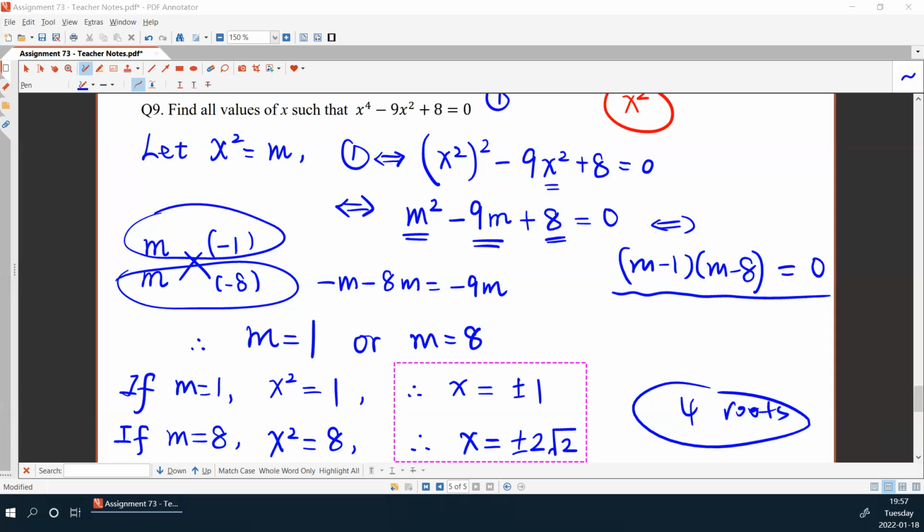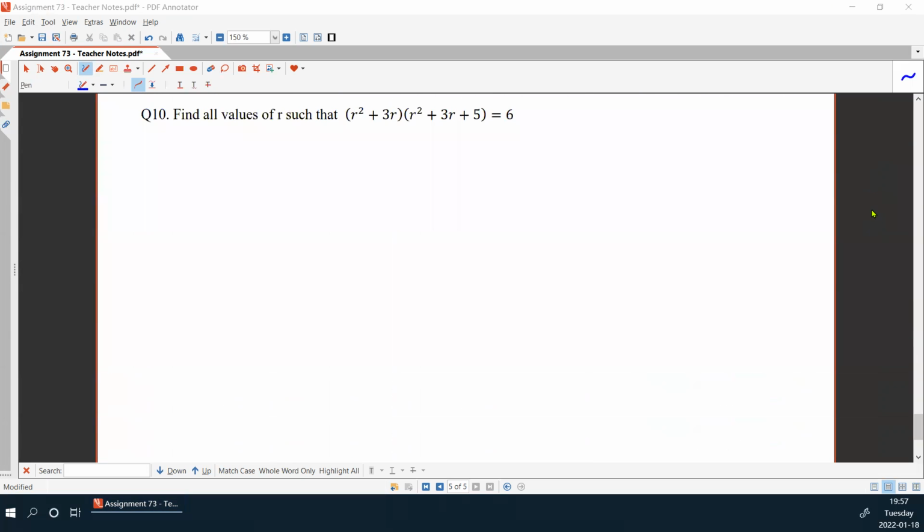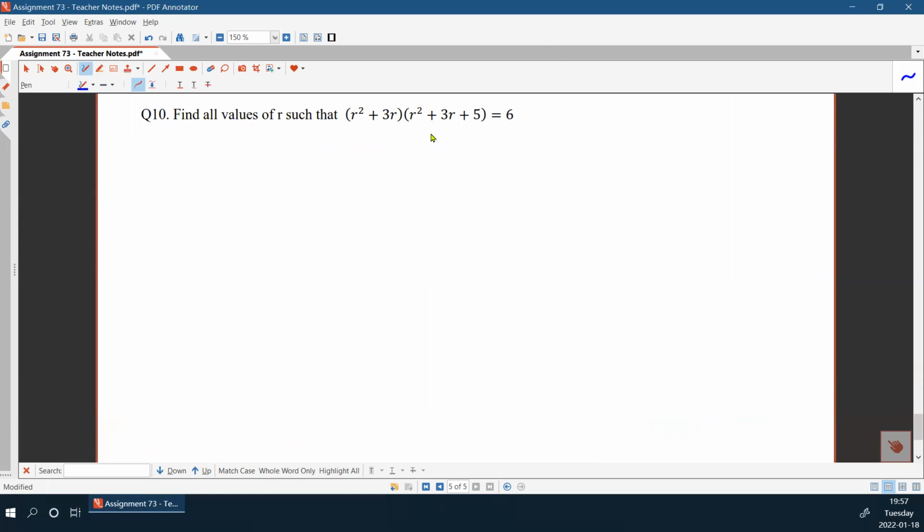Okay. All right, question number 10. Find all values of r such that this equation can be fulfilled. In other words, we need to solve this equation. A natural way to consider this problem is to expand it, right? However, if you expand the left side, you will get something like r to the power 4, which again, we do not know how to solve easily.